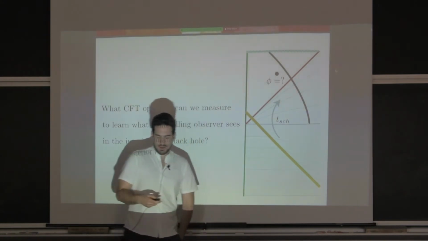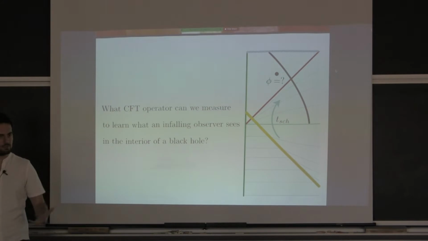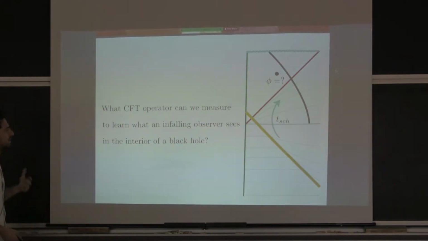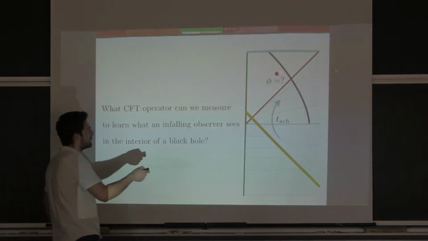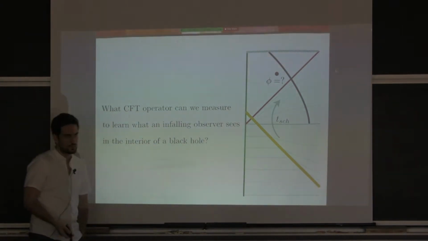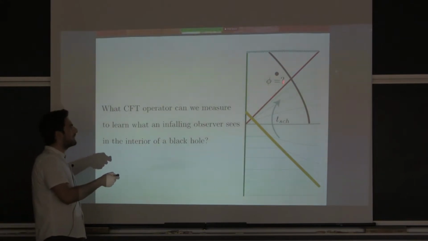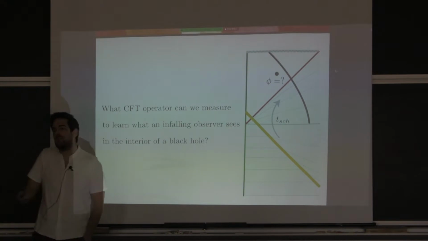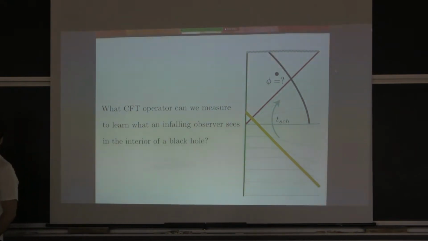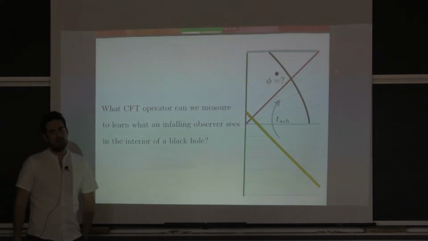Can you, as a person who has control of the CFT, with some kind of measurement, predict the statistics of the measurement of an experiment that this infalling observer will perform behind the horizon? Technically, what is the conformal field theory representation of an operator behind the horizon, if that even makes sense, whenever that makes sense? This is the question we want to get a handle on.